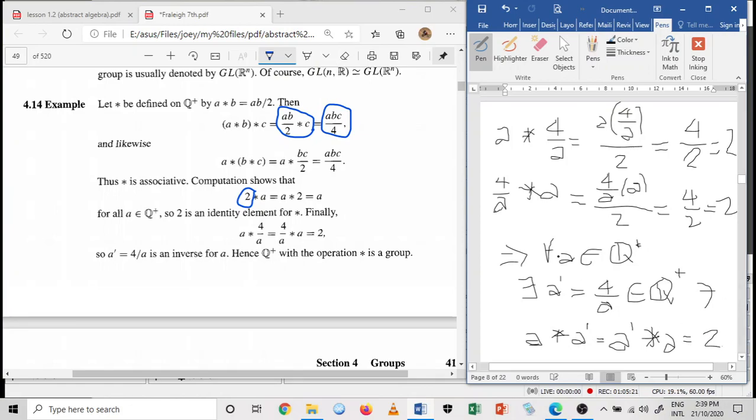Okay, so by the preceding arguments, the proof for associativity, the proof for the existence of an identity element, and the proof for the existence of an inverse for each element of the set, we hence say that the set of positive rational numbers with the operation asterisk constitutes a group structure.